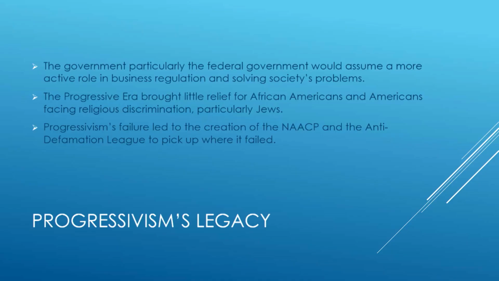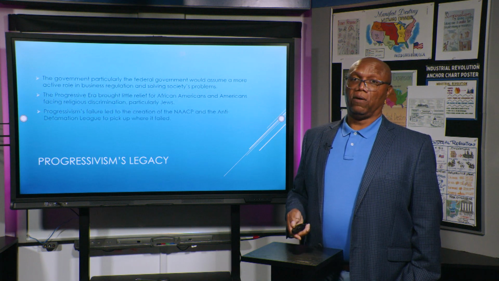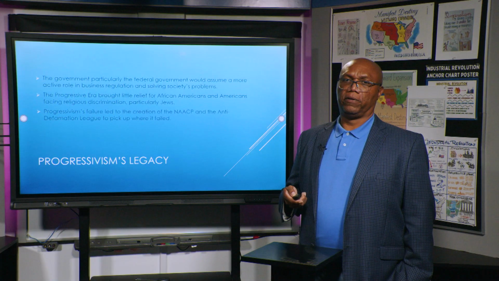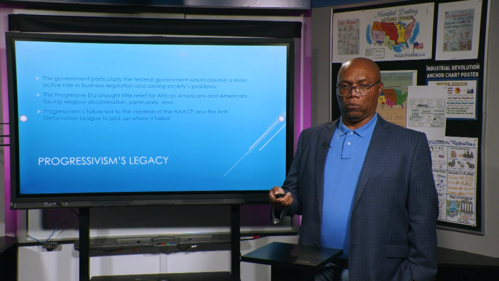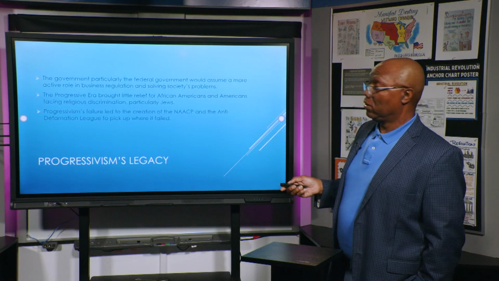The Progressive Era brought little relief for African Americans and Americans facing religious discrimination, particularly the Jews. Progressivism's failure led to the creation of the NAACP and the Anti-Defamation League, which still exists today. So when you look at progressivism, it does a lot of great things for a lot of people in the United States of America. It doesn't do something for everyone, though. We're going to find that Jews, of course, and African Americans will be left out of the progressive agenda. But for the most part, we're going to find that progressivism was one of those periods in American history that made it better for all Americans, for most Americans.